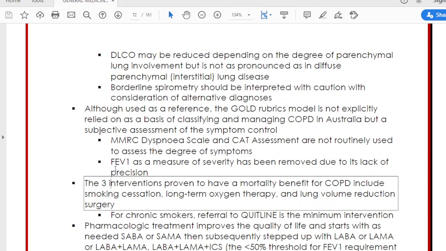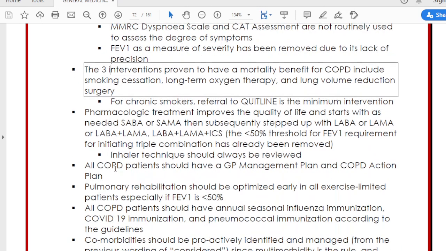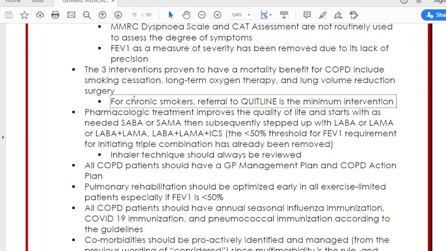The three interventions proven to have a mortality benefit for COPD include smoking cessation, long-term oxygen therapy, and lung volume reduction surgery. For chronic smokers, referral to quitline is the minimum intervention.